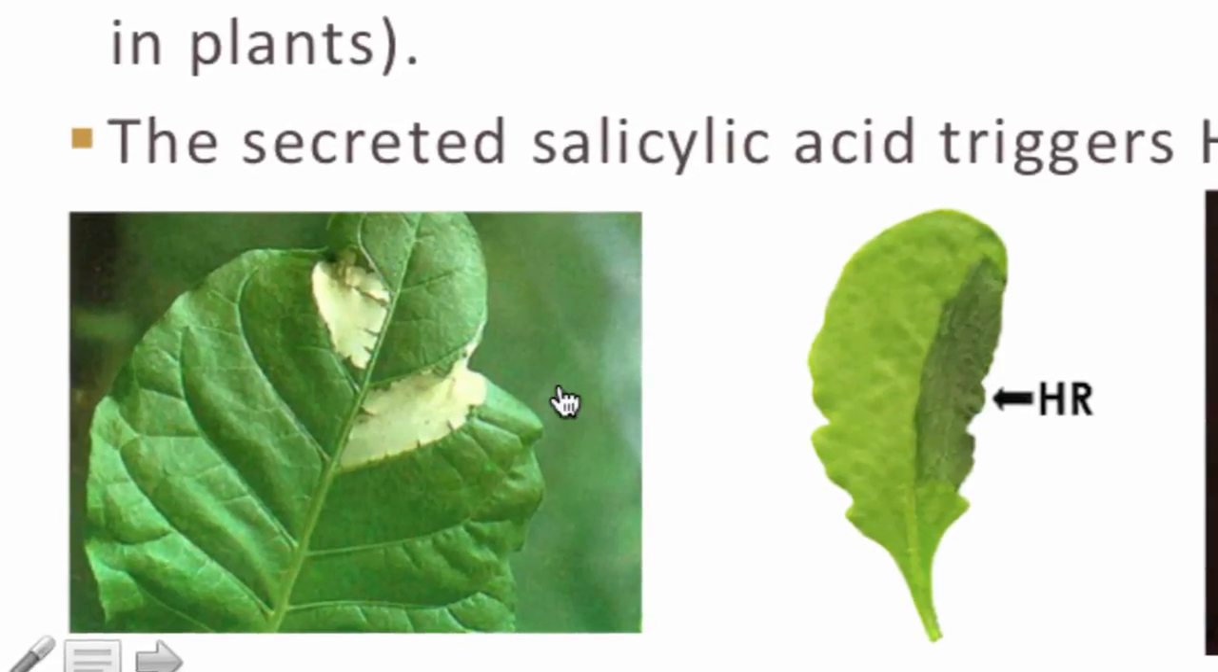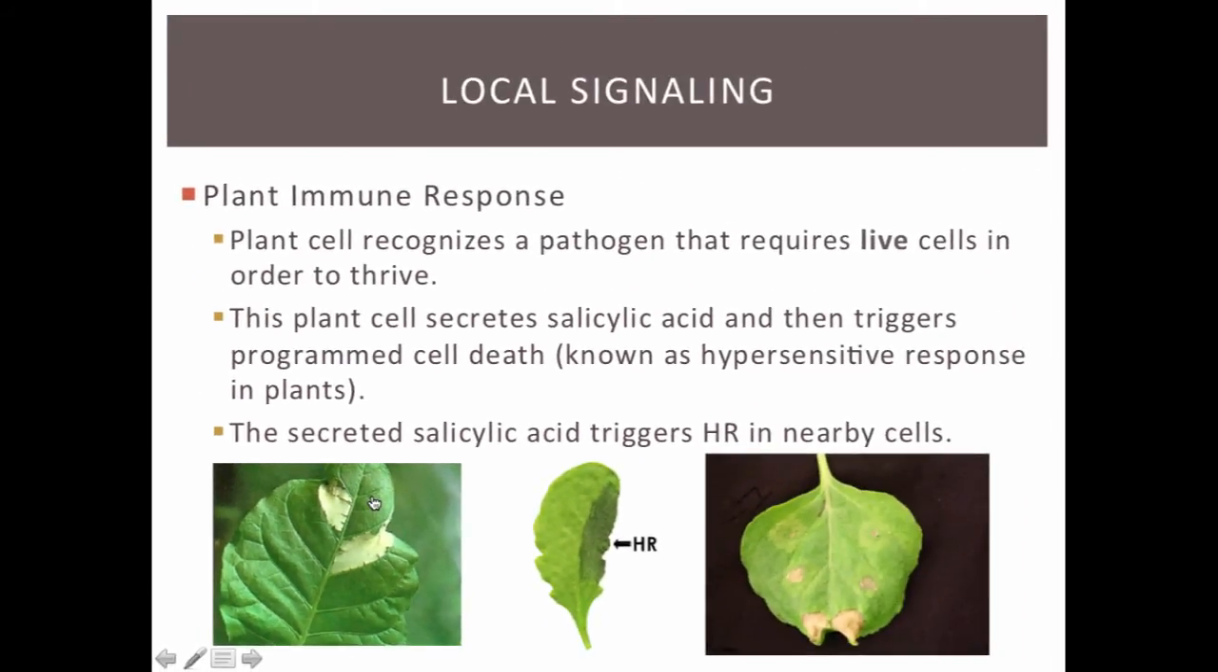So you can see here, the pathogen probably invaded these center cells, and then those center cells secreted salicylic acid, killed themselves, and then the surrounding cells also completed the HR response and killed themselves as well. That way the pathogen cannot spread to the healthy cells.